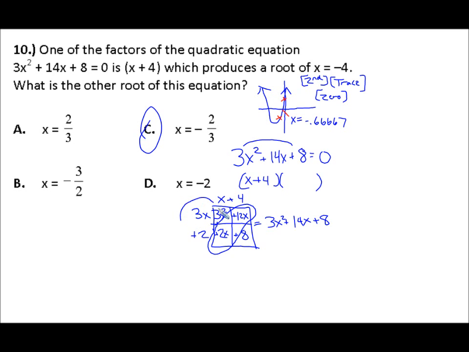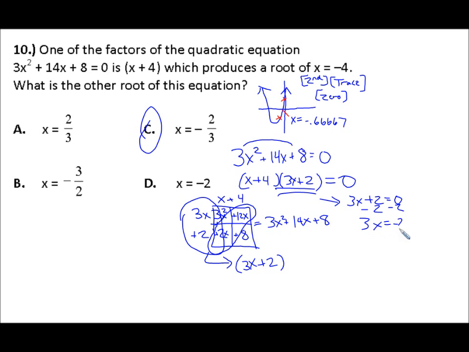What we just did is we found the other factor. The other factor must be 3x plus 2. In other words, this is 3x plus 2. And if you set that factor equal to 0 to get the root, you come up with this equation: 3x plus 2 equals 0. Solve it for x. So subtract 2 and divide by 3. So you get x is negative 2/3. Either way, you do get the answer negative 2/3. So just to show you, this can be approached from many different perspectives.